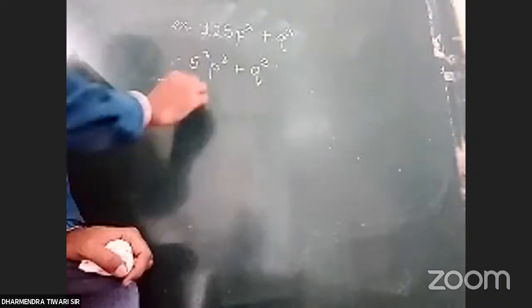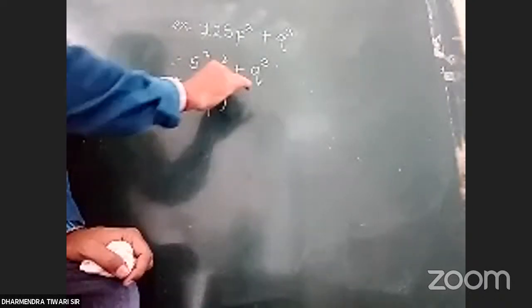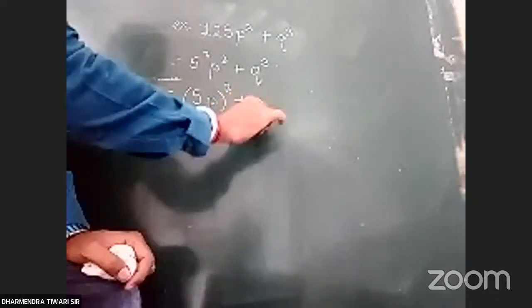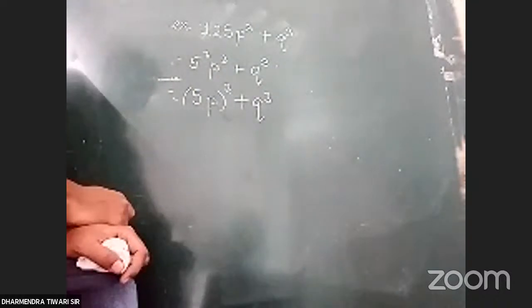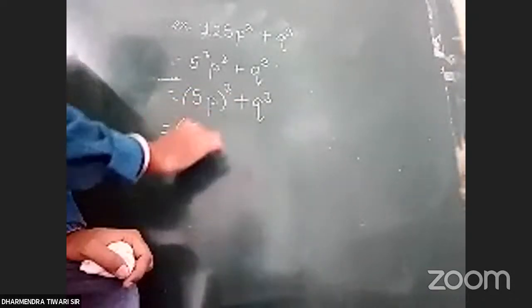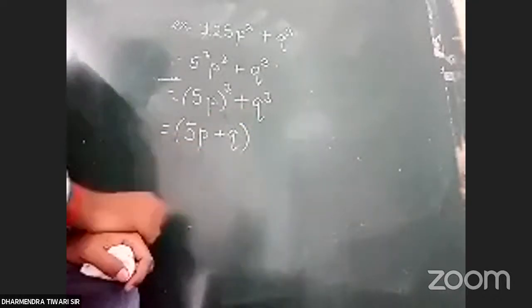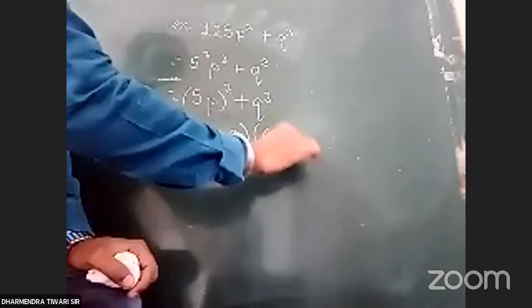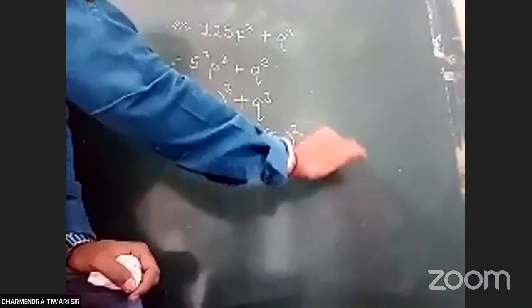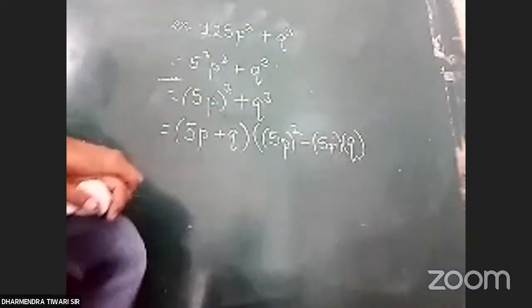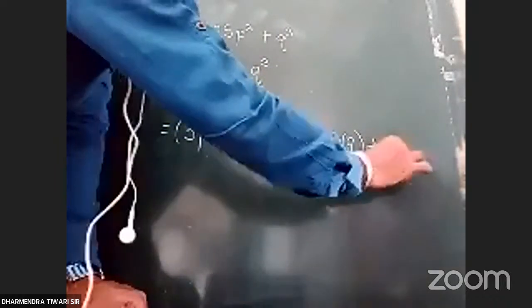So this can be written as 5p, the whole cube, law of indices again, plus q cube. Now, the formula for this is 5p plus q into 5p square minus 5p into q. Try to recollect the formula. I'm writing directly. Plus q square.